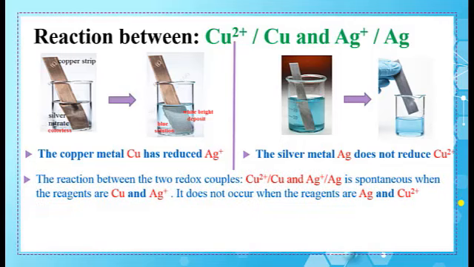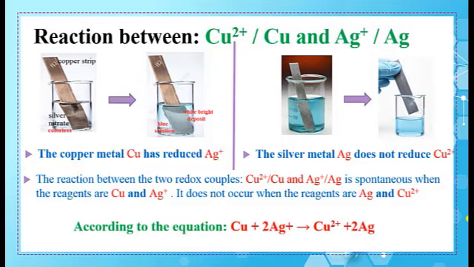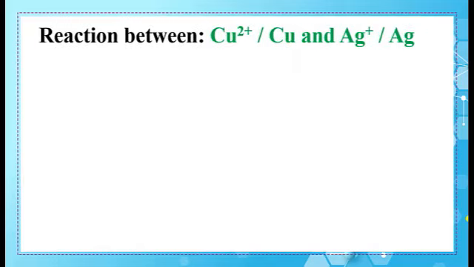Then we say that the reaction between the two redox couples Cu2+/Cu and Ag+/Ag is spontaneous when the reagents are Cu and Ag+. This means that when we dip a copper strip in a solution containing Ag+ ions, a reaction takes place, while when we dip a silver strip in a solution containing Cu2+ ions, no reaction takes place. This reaction occurs according to the equation Cu + 2Ag+ gives Cu2+ + 2Ag.